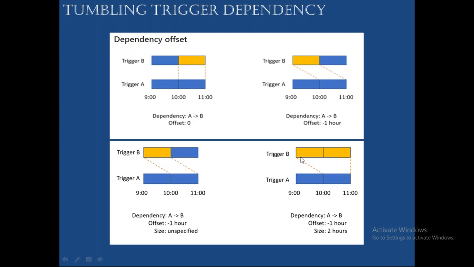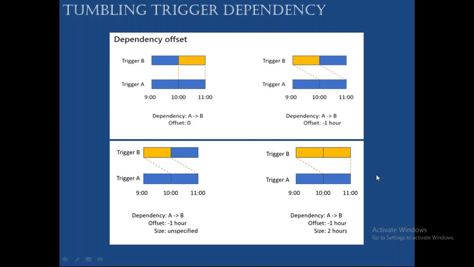This 10 to 11 is dependent on 9 o'clock, because of the minus 1 hour offset. Minus 1 hour offset means 10 to 11 is dependent on 9 to 10. But window size is 2 hours, meaning not only 9 to 10, it is also dependent on one more window, that is 10 to 11. When you combine these two windows, then only the window size will come to 2 hours. That's why you clearly see this window is dependent on these two windows.